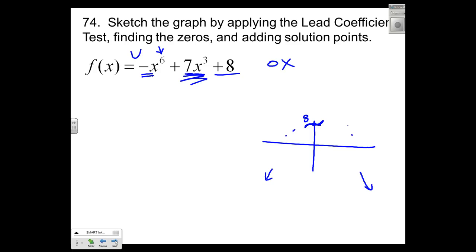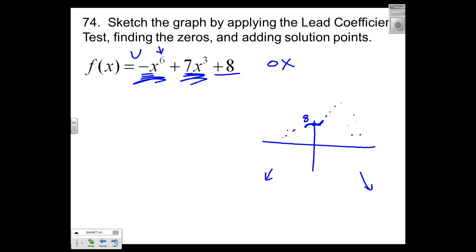After we're done with the cubed, it starts acting like a negative x to the 6th. This thing's going to go up for a while. I don't know how high. Then it comes back down, and goes down. I expect there to be only 2 real zeros in this. So that's before we've really done any work in this new section. That's a lot of information.